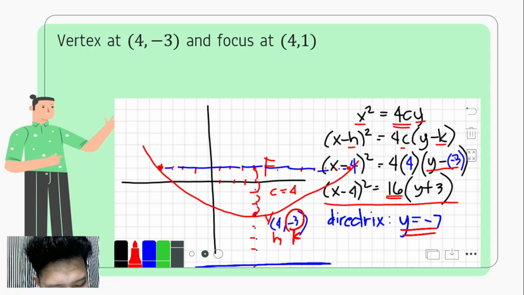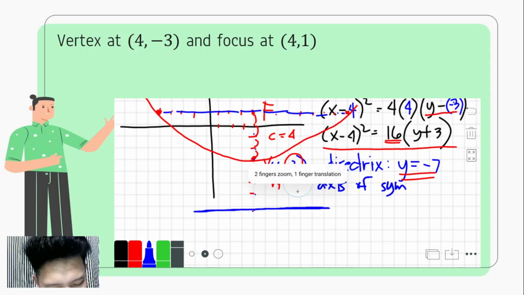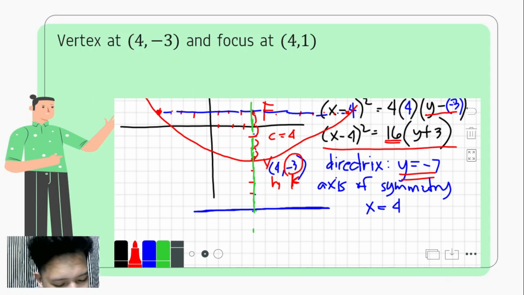And then, our axis of symmetry would be what? Our axis of symmetry, or it is sometimes called the principal axis in some books. So, ito po, yung nagdi-divide. So, from our focus down to our vertex, dapat mag-connect siya. That actually contains our axis of symmetry. And that is what? That is parallel to the y-axis, wherein it intersects the x-axis at 4. Ibig sabihin, our axis of symmetry would be at x equals 4. So, these are the necessary features of the parabola that we need to know.